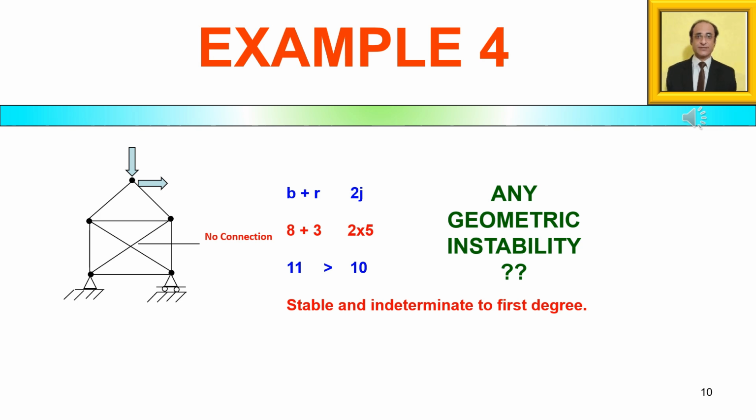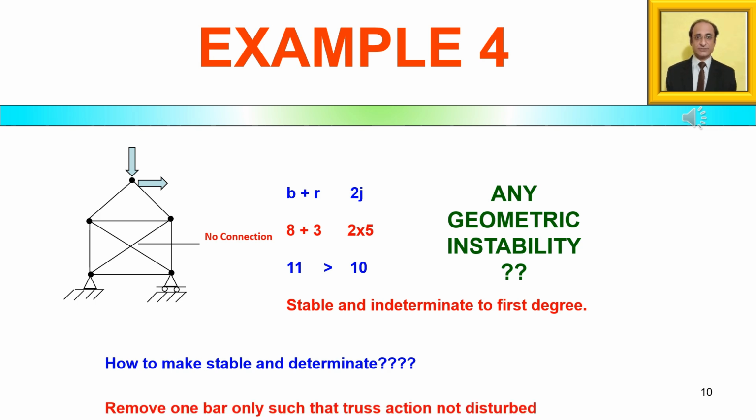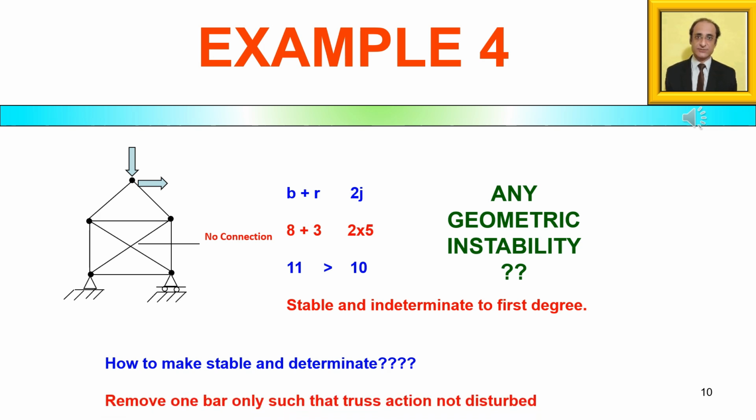Next, if I ask you a question, can you convert the structure into a determinate structure? The answer is yes. The structure has one additional member over and above the number necessary to make it a determinate structure. So if we remove a member such that the truss action is not disturbed, then it converts into a stable and determinate structure. There are multiple ways of doing that.